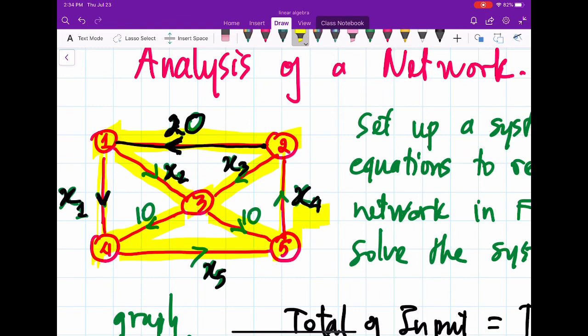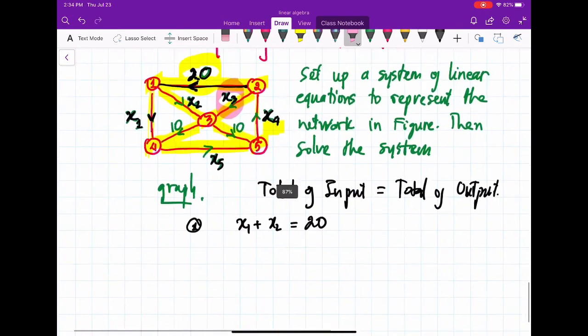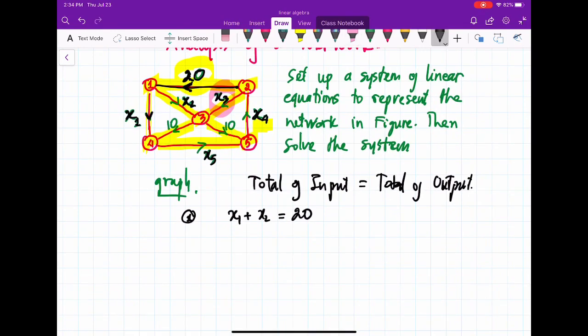But I have two outputs, 20 and then x3. Okay, so I can write 20 plus x3 equal to x4. That is for the second one. Similarly, we can move to the third one.